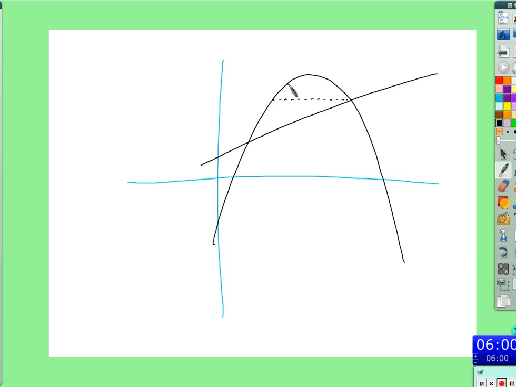So let's talk about this shell method. So if I wanted to rotate this around the y-axis, okay, and I use this kind of a shape, rather than rotating this horizontal thing like this and making a washer, if I take this kind of a shape and I rotate it around the y-axis, the walls of this thing would be very thin, and this would be empty, okay? What kind of a shape would that be? Cylinder. A cylinder with a big hole in the middle of it.